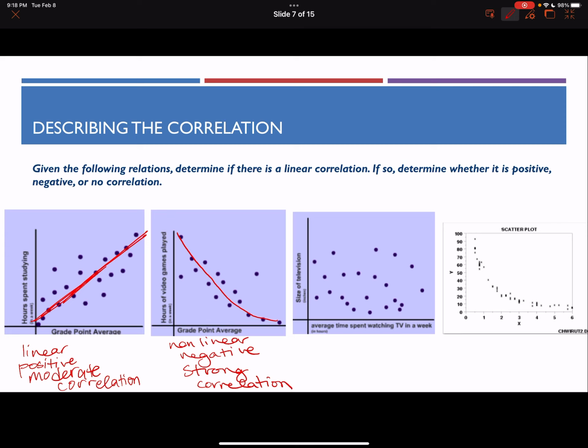The third one, the points are all over the place. Think of it as a big blob. So we say that there's weak or no correlation. Remember, correlation is the pattern. There's really no pattern. And then the last one, it definitely makes a curved shape. So I would say that there's a really strong negative, but it's non-linear, because those points are really close to that line that I just drew, so that's what makes it strong.